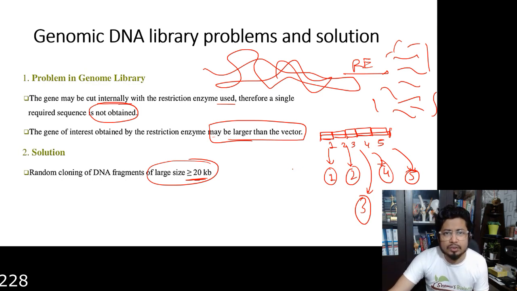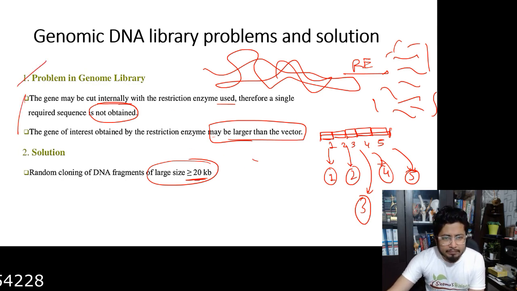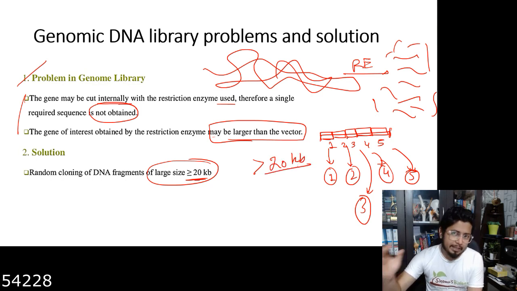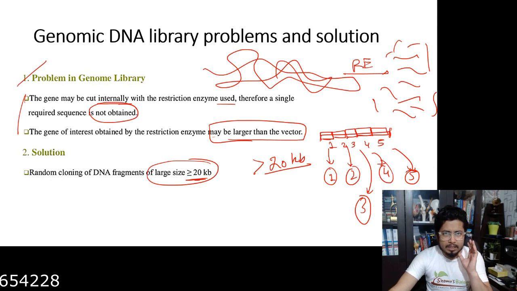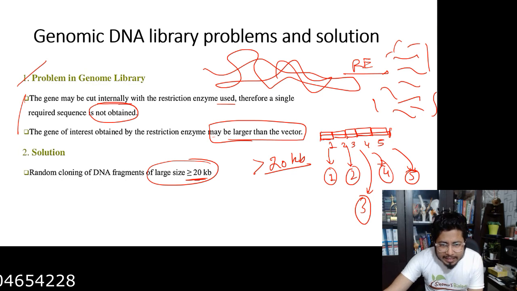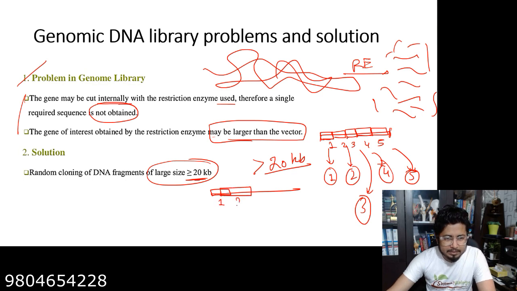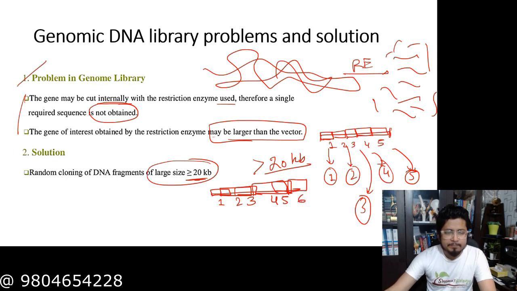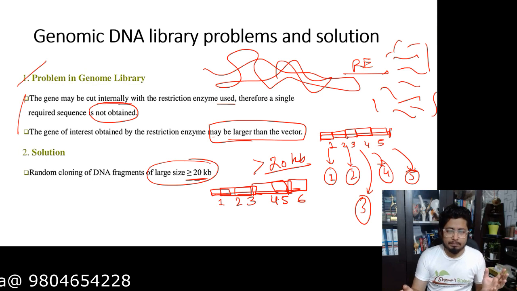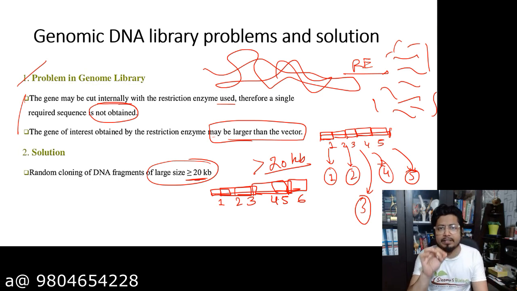But now we know that this is not going to happen because there are some problems associated with it. The solution is that any fragment which is more than 20 kb in size, which is considered a standard size for genomic DNA library construction, we clone randomly instead of thinking of exactly borderline fragments. So the first random fragment is this, the second fragment was something like this, the third, fourth, fifth, sixth something like this. So there are overlapping regions, because it's a random fragmentation.